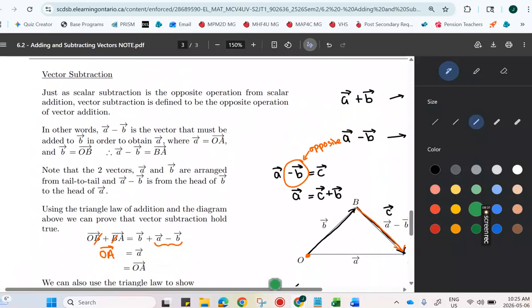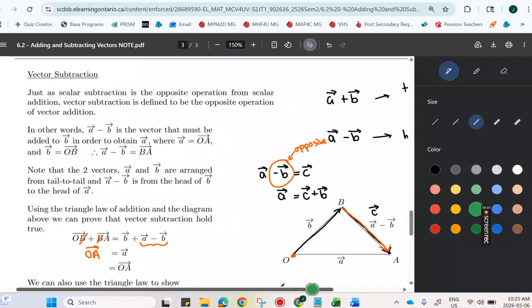Okay, vector subtraction. Just as scalar subtraction is the opposite operation of scalar addition, vector subtraction is defined as the opposite of vector addition. So, in other words, vector A minus vector B is a vector that must be added to B in order to obtain A, where A is OA, B is OB, and A minus B is B to A.